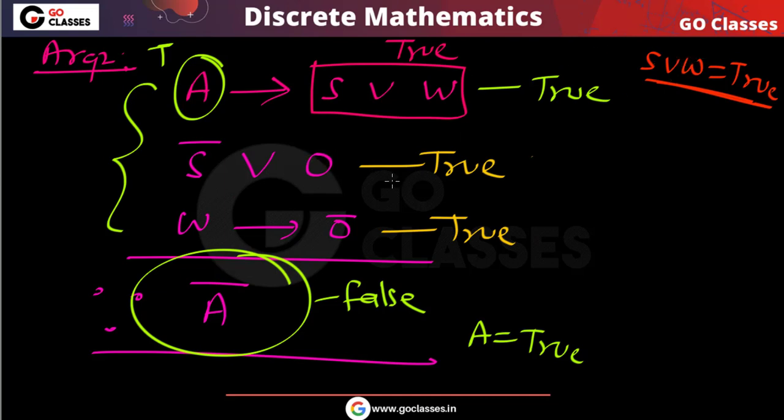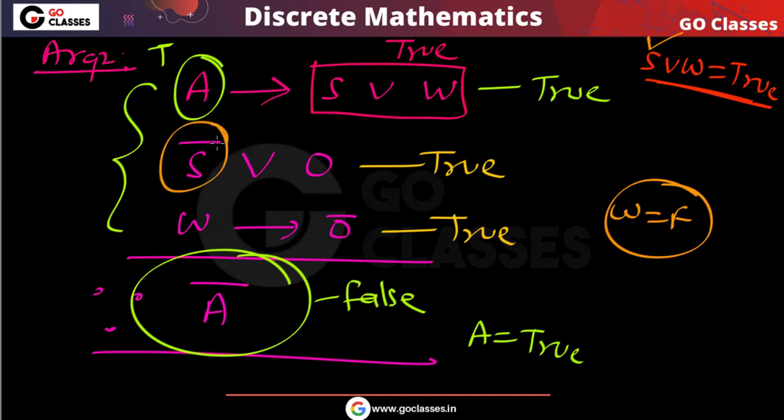Now, can we make all of them true? This is the point. So let me make W false. If I make W false, then this will become false, and false implies anything is true. So if I make W false, I can make this true. Then definitely S must be true. Because S is true, this will be false, so O can be made true.